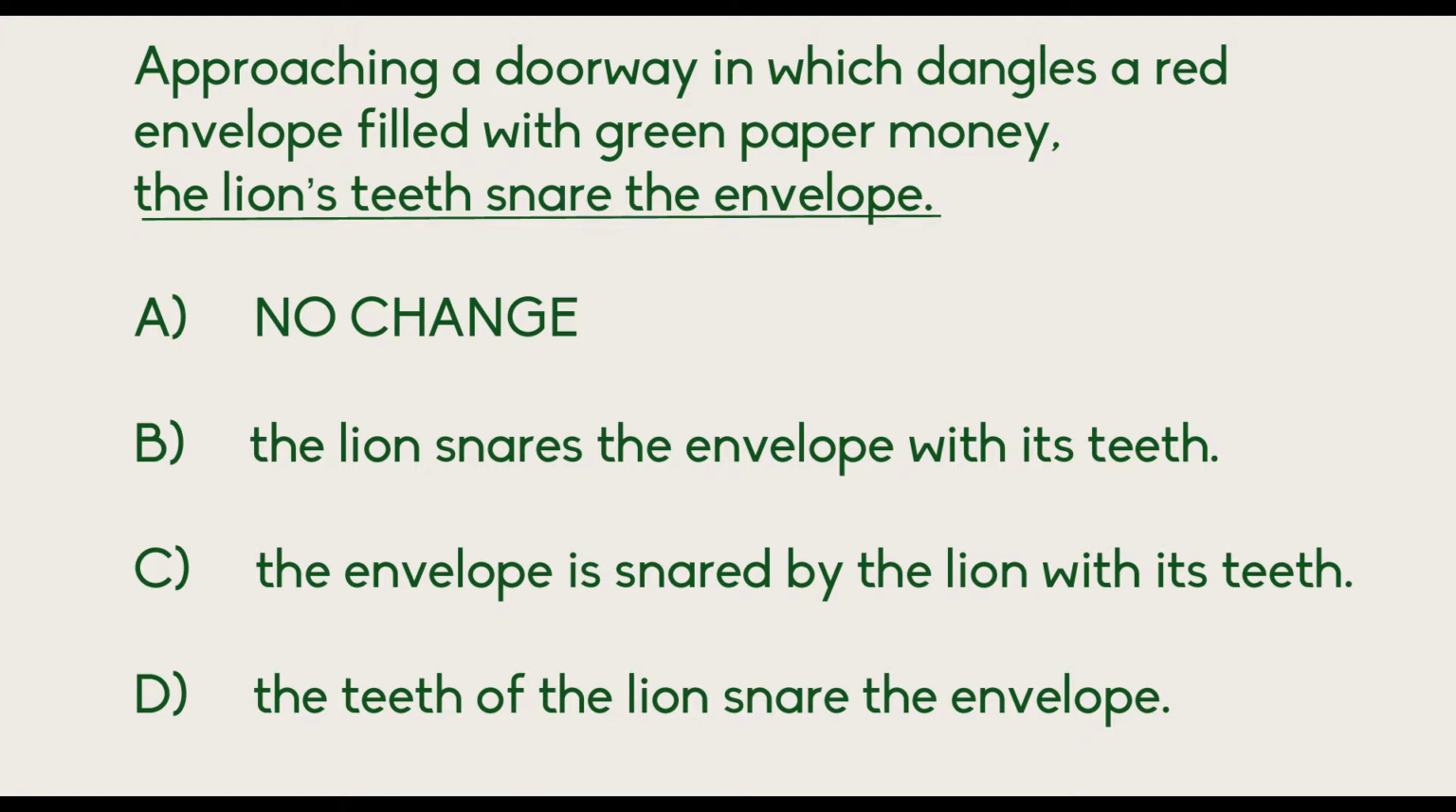Okay, so the first thing we want to do is to figure out what is the modifying clause here. What is the descriptive clause? If we think about the sentence, we start with "approaching a doorway in which it dangles a red envelope filled with green paper money." And this is the clause that's describing something. It is describing a thing that is approaching the doorway. And so the question we have to answer ourselves now is, what is approaching the doorway?